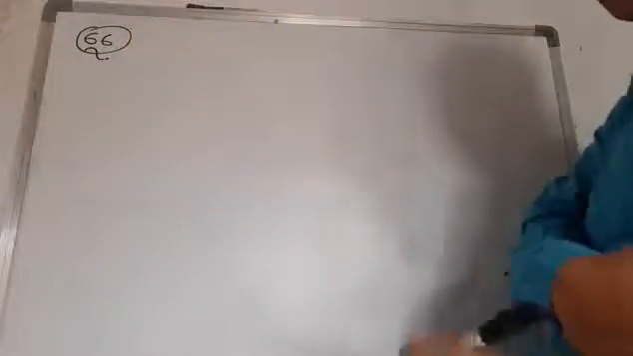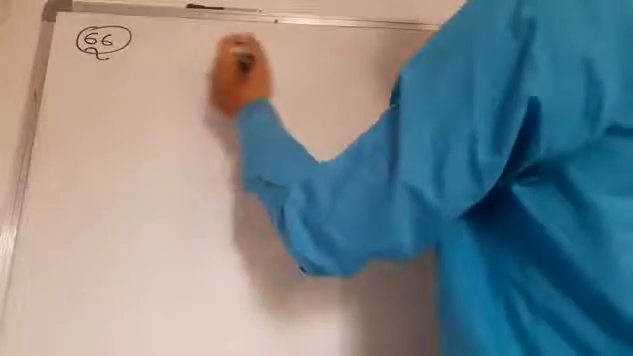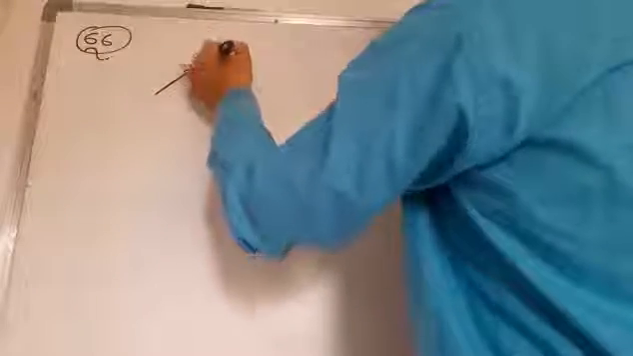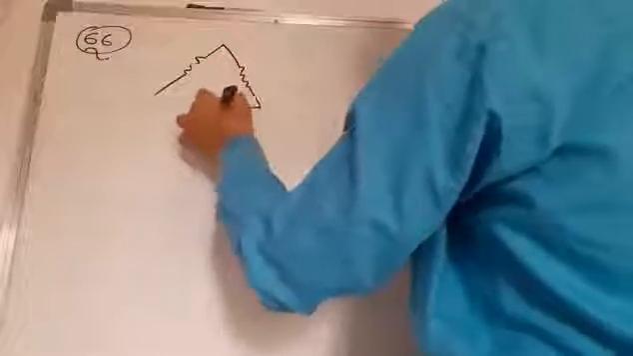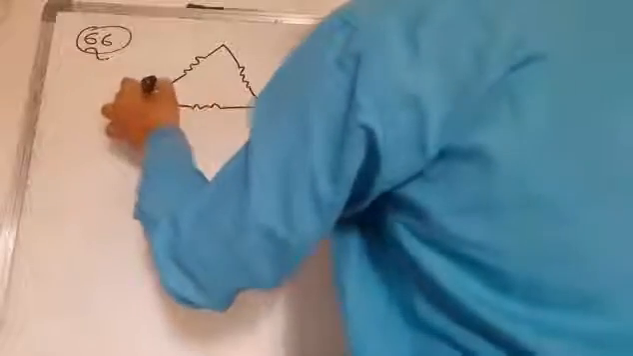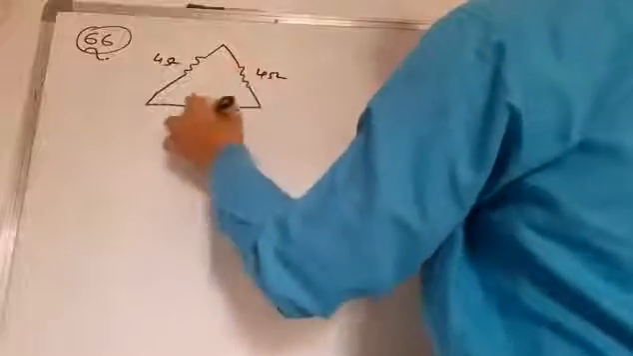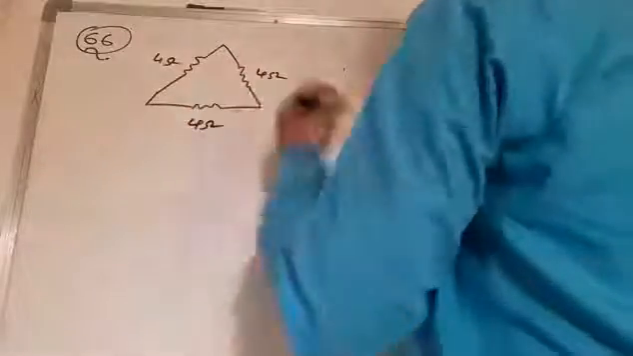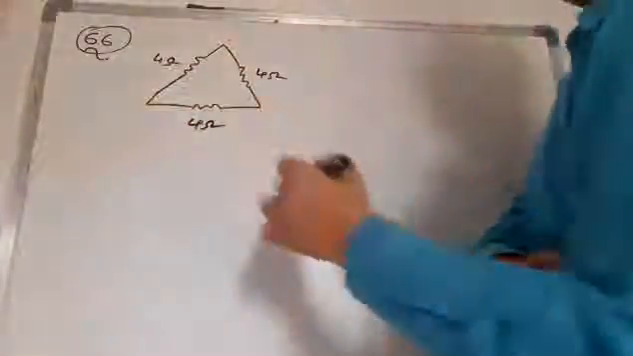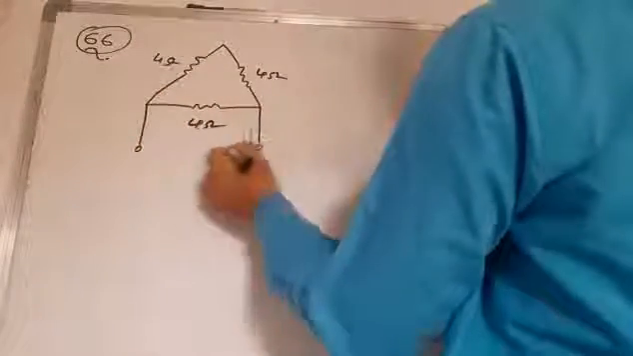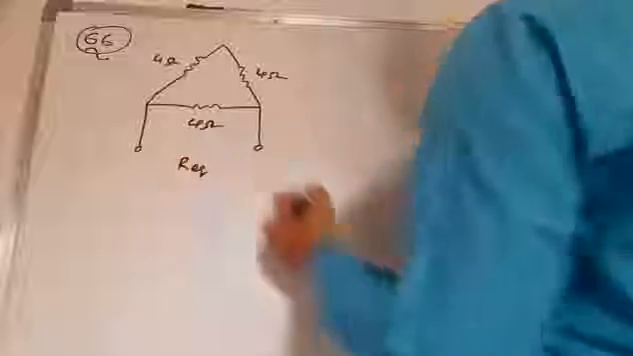Question 66. So what he is saying here: 3 resistors are connected in the form of a triangle. 3 resistors of equal resistance, 4 ohms, 4 ohms and 4 ohms. And he is asking now what is the effective resistance, that is equivalent resistance of the circuit.